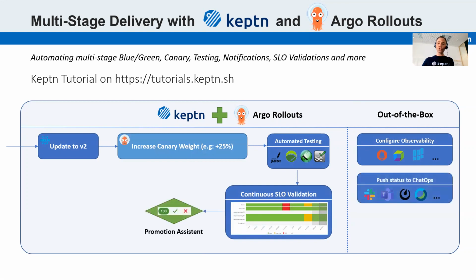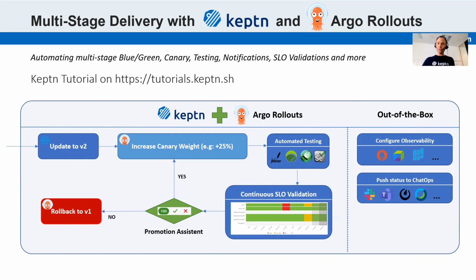And then with our promotion assistant, you can say, do you want to automatically promote into the next Canary phase? Do you want to roll it back? Or do you want to have this automatically decided? Or do you want to actually have a human still make a decision depending on your SLO validation?